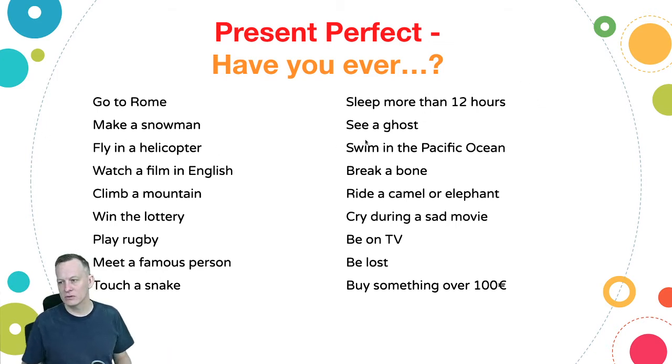So give me some more examples. Okay, so the participle, Ugo mentioned, have you ever flown in a helicopter? Remember, Ugo, that the participle of fly is flown, F-L-O-W-N. Have you ever slept more than 12 hours? Very good, V. Have you ever made a snowman? Have you ever, okay, Mohammed, be careful. Have you ever been to Spain? That's a good one. Yes, I live in Spain, so I have been to Spain. I have been in Spain for a very long time. Have you ever seen a ghost? Excellent, V. Yeah. Have you ever met a famous person? Excellent, Barbara.